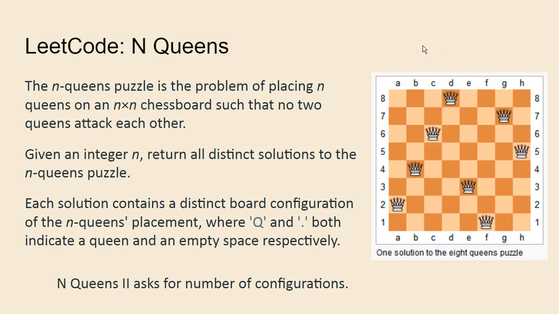And N-Queens 2 on LeetCode just asks for the number of configurations. But the basic idea is the same. It's just that in the end, whether you simply add a counter or you actually reconstruct the state that you have maintained. So the key question is how do you maintain the state of the board?